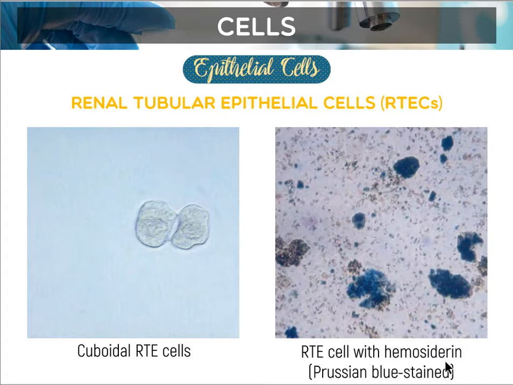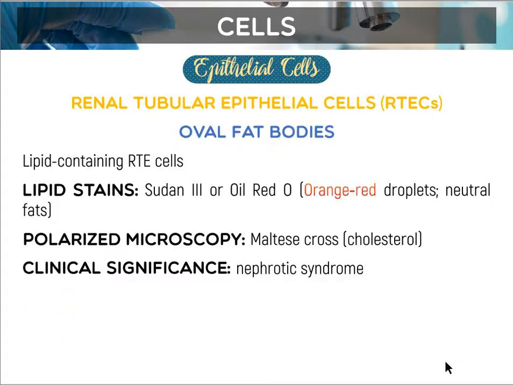Here we have a cuboidal RTE cell, Prussian blue stained. And then we have another variation of RTE cells: the oval fat bodies. Oval fat bodies are RTE cells that contain lipid. They are highly refractile and the nuclei are hard to observe. They are reported as an average per HPF, okay?